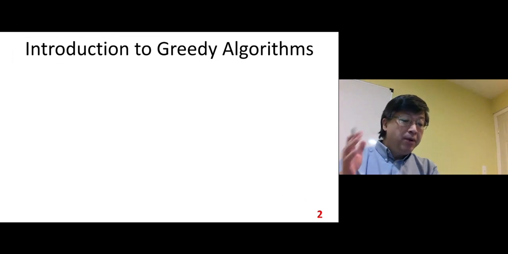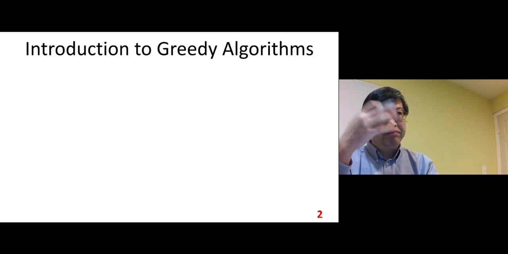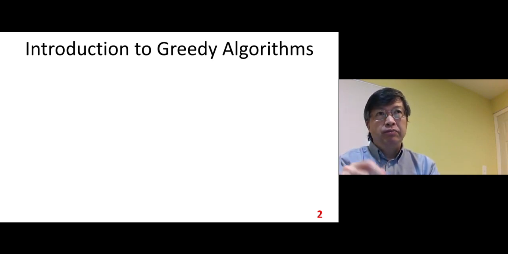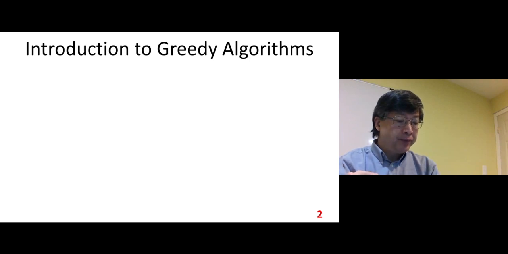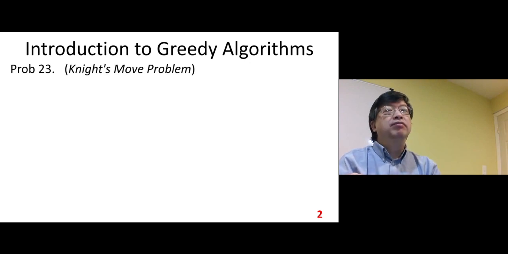Yeah, so let us use a simple example to look at that whole problem, but the most important part, the optimality of the solution here. Problem 23, knight's move problem in chess.